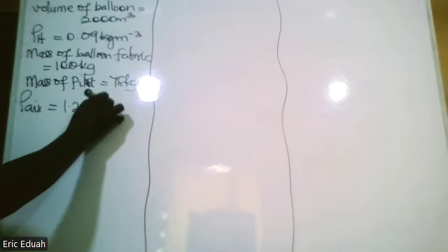What will be the greatest mass of equipment that can be carried when operating in air of density 1.25 kilogram per cubic meter? So density of air is 1.25 kilogram per cubic meter.